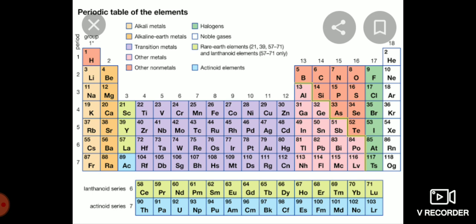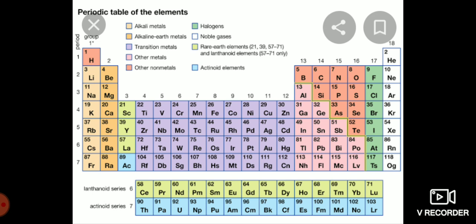So in the periodic table, the vertical column from top to bottom is called a group. 18 groups are present in the periodic table. The first is alkali metals, the second is alkaline earth metals, groups 3 to 12 are transition metals, 13 is the boron family, 14 is the carbon family, 15 is the nitrogen family, 16 is the oxygen or chalcogen family, 17 is the fluorine family, and 18 is the noble gases or inert gases group.